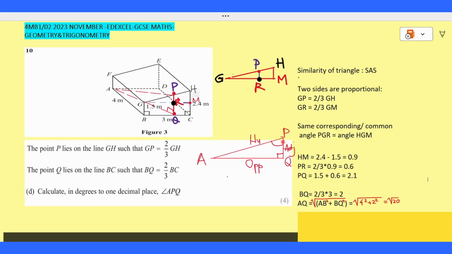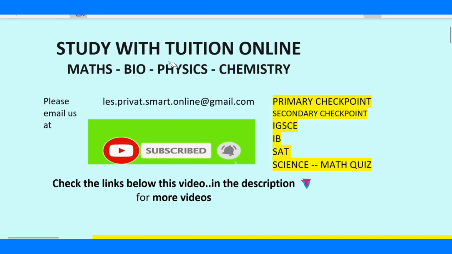So now we just have to use the formula SOHCAHTOA. So since we know opposite and adjacent, we use TOA. Tan theta is AQ over PQ. That's opposite over adjacent. And then AQ is square root of 20, and then PQ is 2.1 from previous calculation. Then if we continue the calculation, we'll get theta is inverse tan of root 20 over 2.1, that is 64.8 degrees.